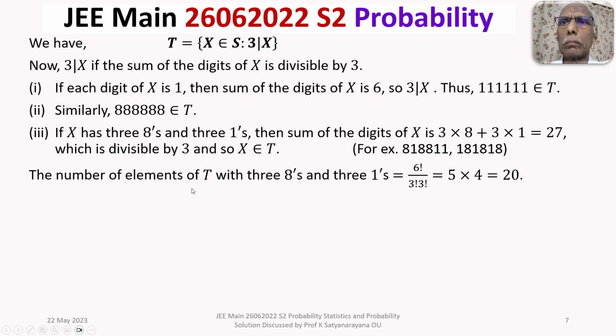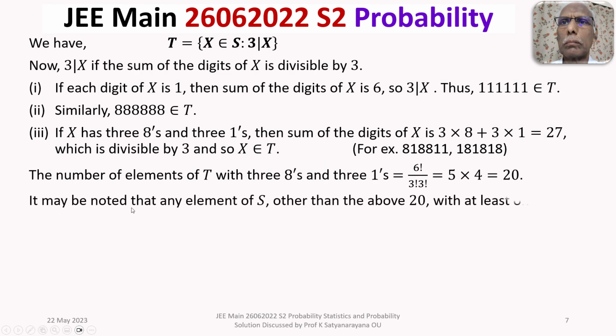So the number of elements of T with 3 8s and 3 1s, use the formula from the combinations, 6 factorial by 3 factorial into 3 factorial, and when simplified you get 20. So that means how many elements of T have 3 8s and 3 1s? There will be 20 of them.